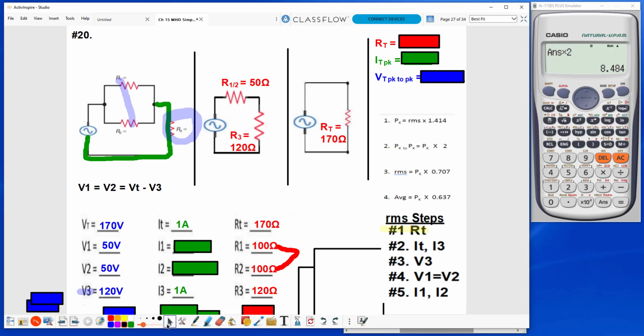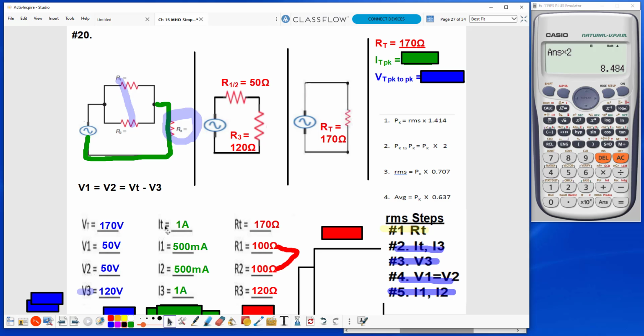Alright, now we can use Ohm's law to find I1, which would be equal to V1 divided by R1, 500 milliamps. Now we can find I2 by dividing V2 by R2, and this gives us our I2. So we've completed all of our steps here. So now it's just a matter of finding our AC values. Well, resistance is unaffected by AC, so it's just 170 ohms. RT is RT.